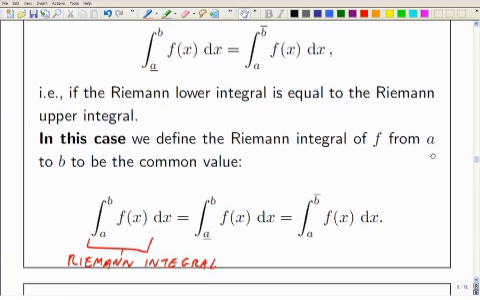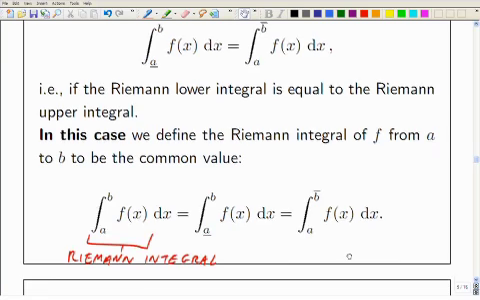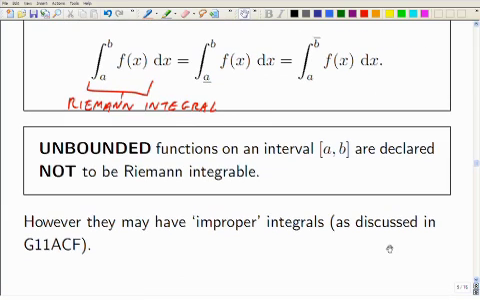Any questions about what it means for a function to be Riemann integrable? Let's move on. There's a whole pile of theory about this that would take lectures and lectures to prove. But fortunately for you, I'm just going to tell you the answers, and you don't need to know the proofs.